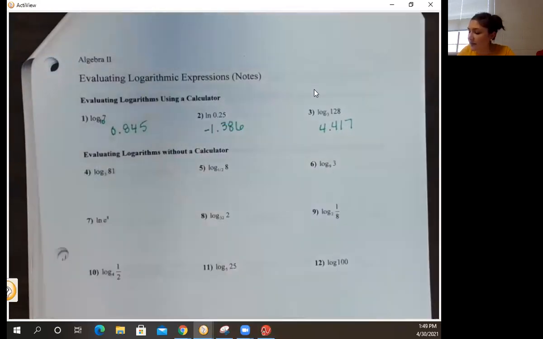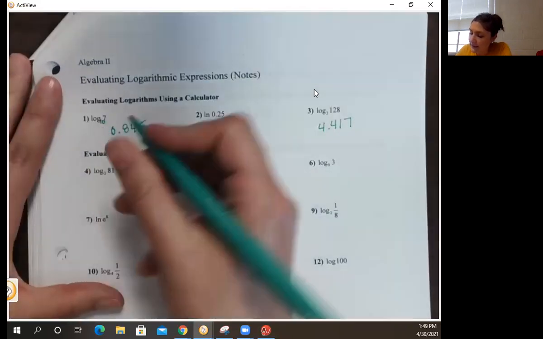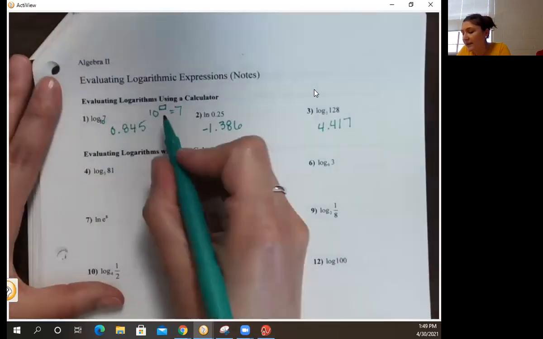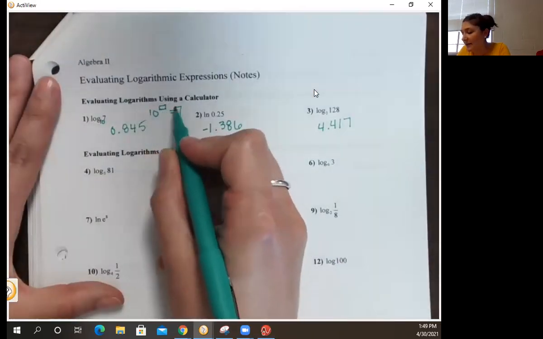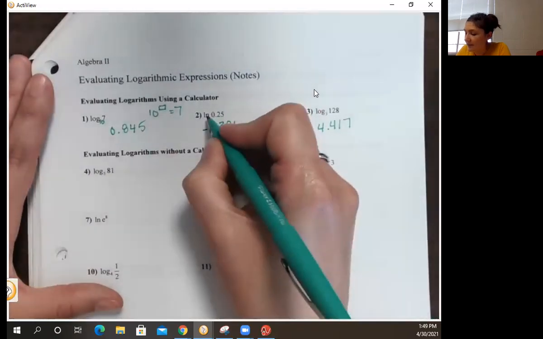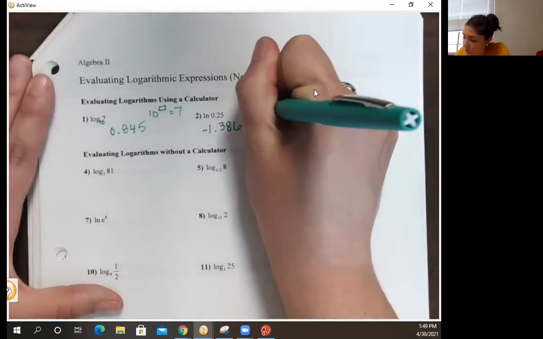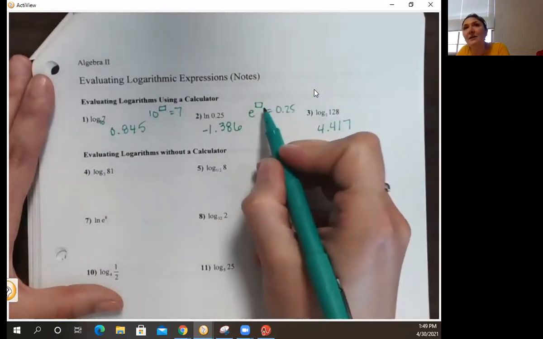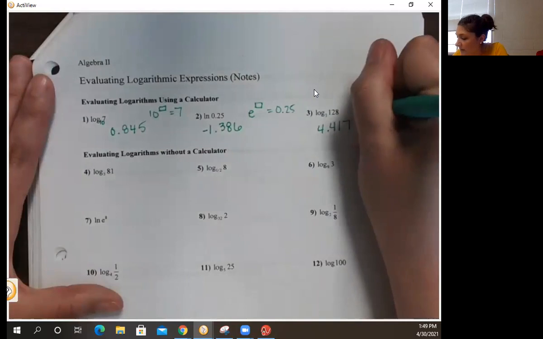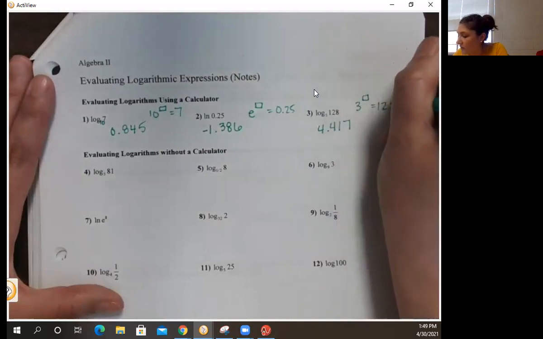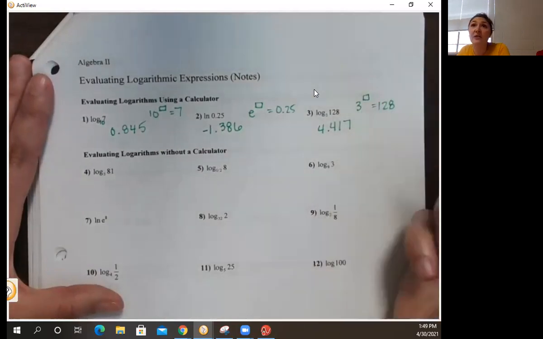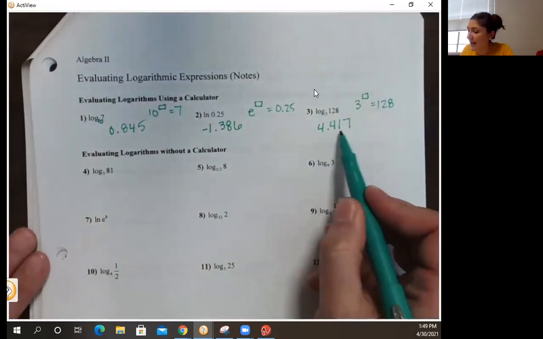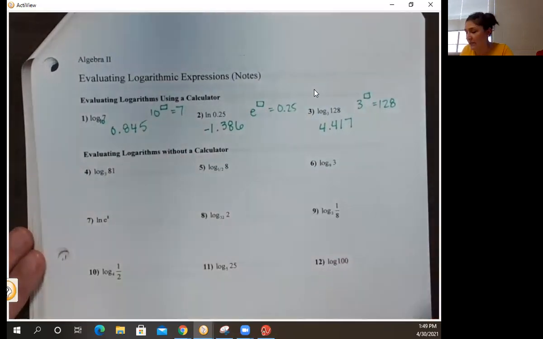Now, we don't need our calculator to evaluate every log. For the first couple of problems that we looked at, if I were to rewrite this, this would be 10 to what power gives me 7. So that's not going to be a nice number because 7 is not a power of 10. Same thing with natural log. That means e to what power gives me 0.25. Well, that's not going to be a nice number. And then here, 3 to what power gives me 128. Again, that's not going to be a nice number. It's not going to be an integer or a rational number, which is why we had decimals that we rounded.